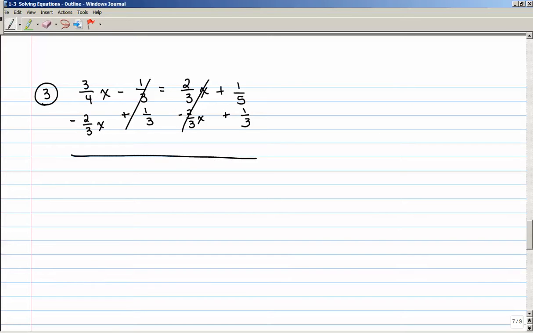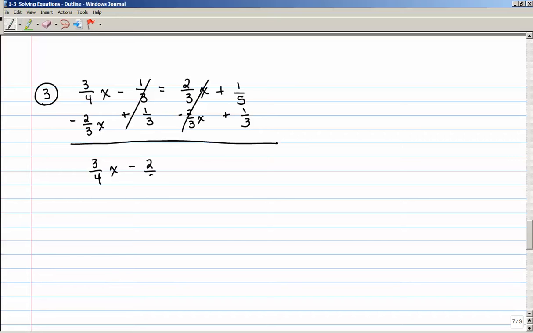So what I'm going to have over here, and because this is fractions and might look a little scary, I'm going to go ahead and write it out. So I have 3/4 x minus 2/3 x. Notice I have both terms with x on the left of the equal sign. And then over here I have 1/5 plus 1/3. Okay, let's go to common denominator land. Do you remember how to do this?